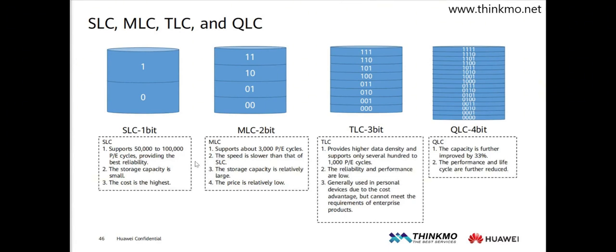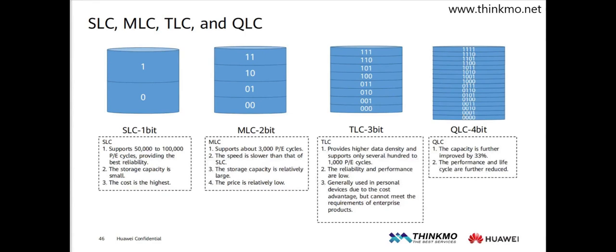How do you distinguish between 1 person and 4 people? It's like this. SLC is equivalent to storing 0 and 1. As for MLC, it's equivalent to accommodating 4 people. The arrangement between 0 and 1 is 00, 01, 10, and 11, making a total of 4 combinations. When it comes to TLC, with 3-digit combinations, there are 8 different possibilities, so it accommodates 8 people. As for QLC, it accommodates 16 people.